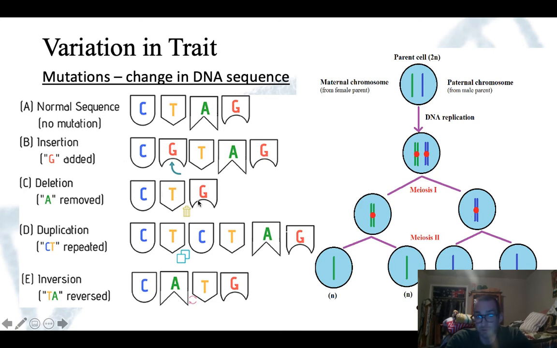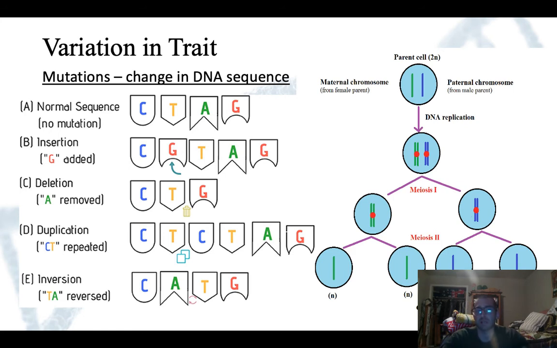Sometimes it can be removed. Sometimes there can be a duplication, so a whole section can be duplicated. In the case of CT here, that gets duplicated, and now you have that occur first. Or there can be an inversion where the order of these bases switch. Right? And this can occur with a sequence of bases. It can occur with whole chunks, whole sections of DNA. All of these are mutations that potentially can create variation in a trait.